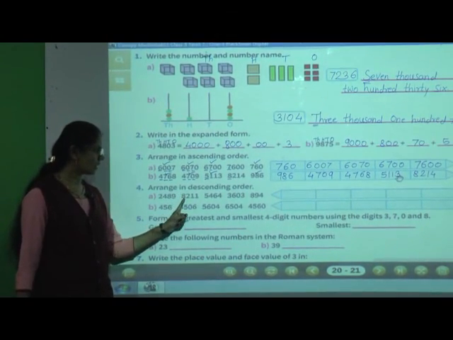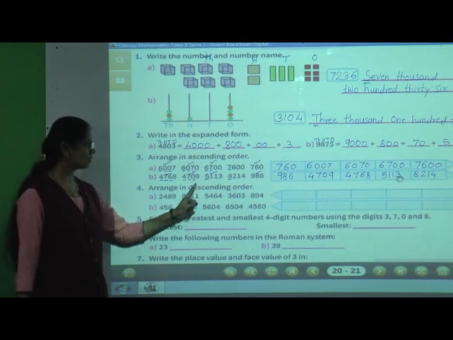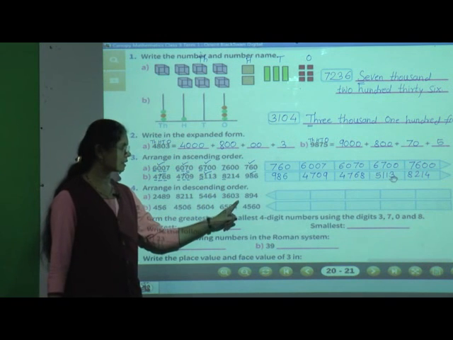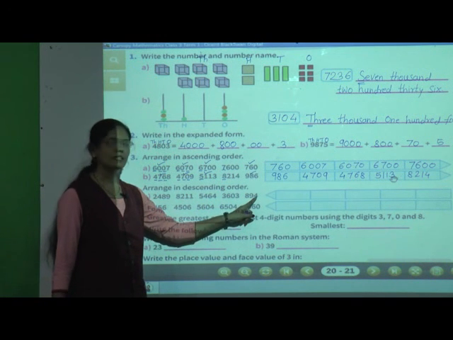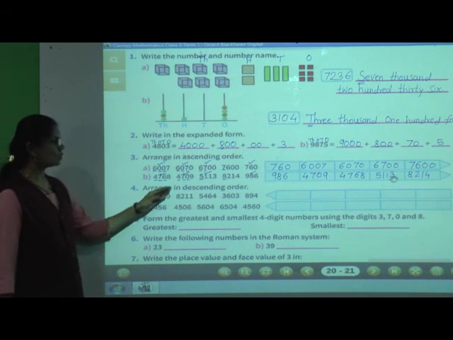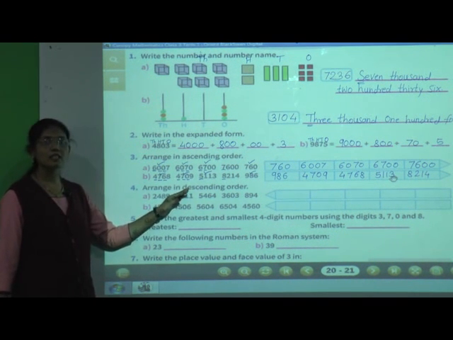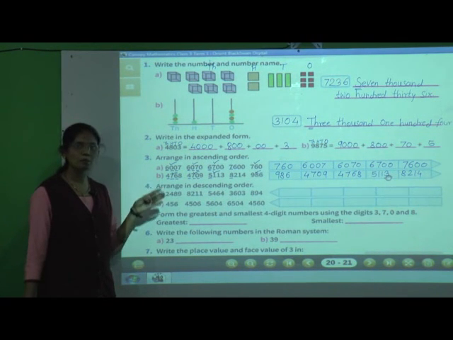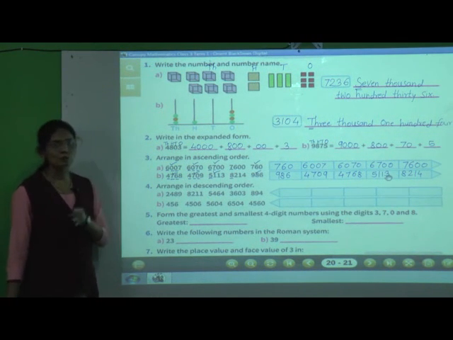2489, 8211, 5464, 3603 and 894. Sorry. Now here we have to arrange the numbers in descending order. Descending order means we have to arrange the numbers from biggest to smallest.